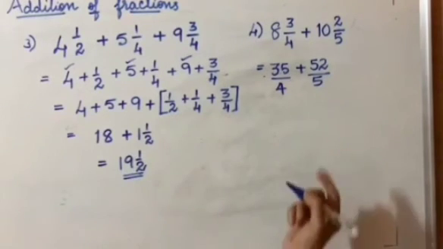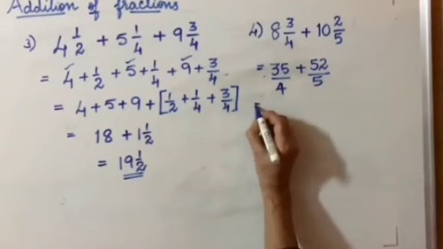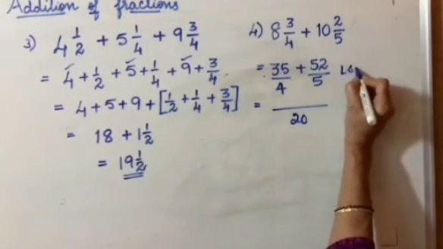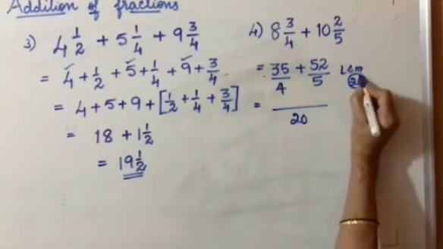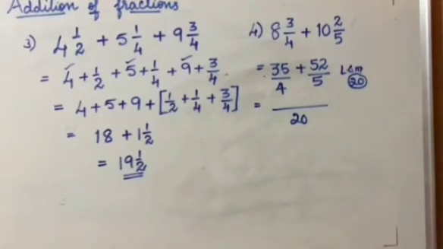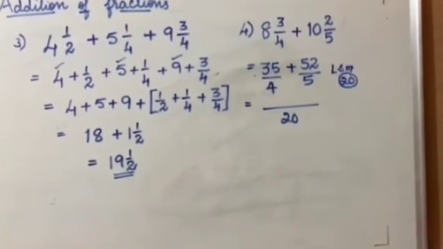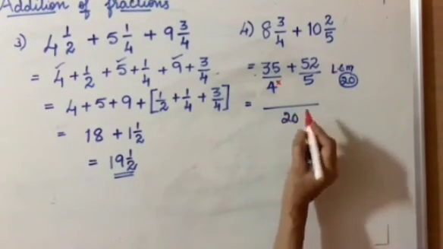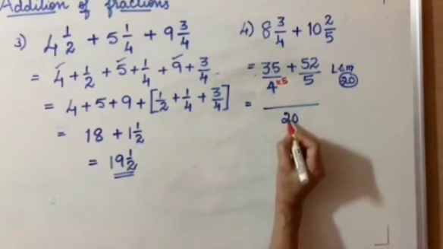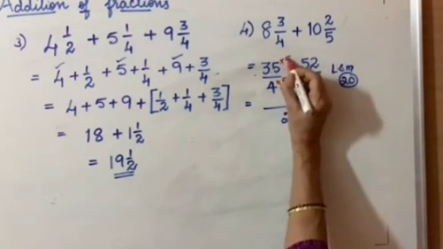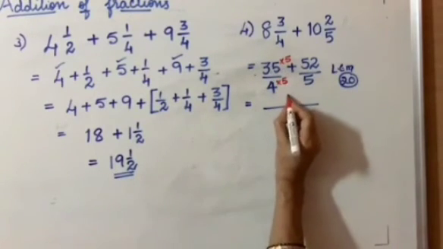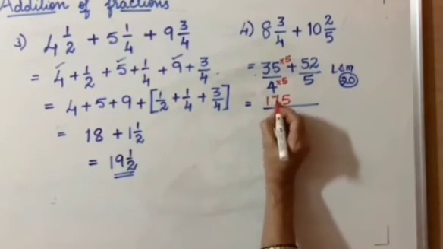Okay. So since again 4 and 5 are co-primes, LCM is 20. Agreed? LCM is 20. So we have to equalize the denominators, remember? So how do we equalize? Let's see. 4 into what is 20? Children, 4 into 5 is 20. Agreed? 35 into 5. Can you tell me what is 35 into 5? 5 5s 25. 175.